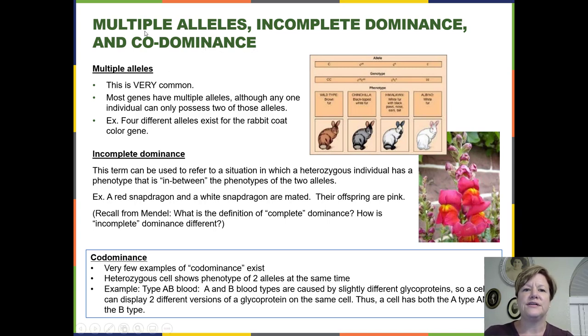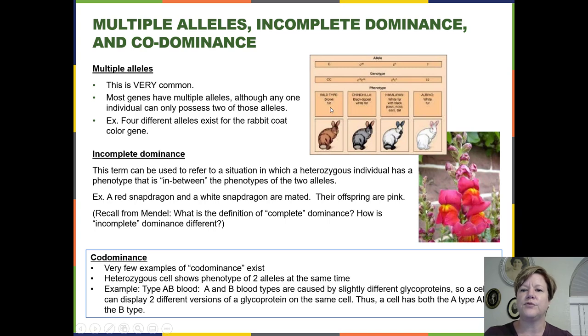What about multiple alleles? Meaning for any one gene, and we're going to use rabbits as an example. So for the fur color, there's a certain gene on a certain chromosome, but at that position on that chromosome, there's possibility of at least four different alleles. Now, any one rabbit can only have two of those four alleles. And they've listed them up for you here.